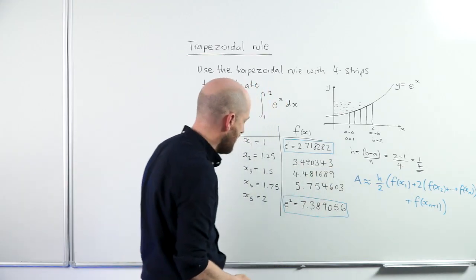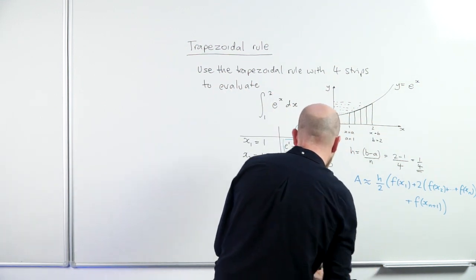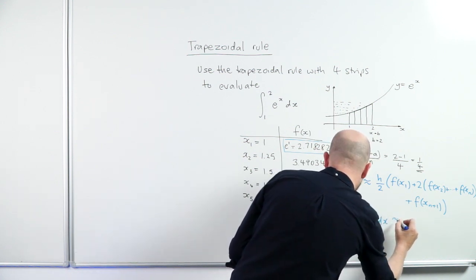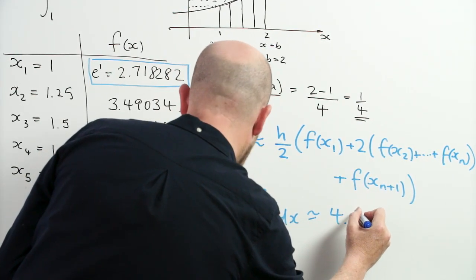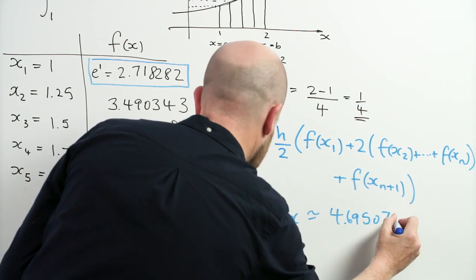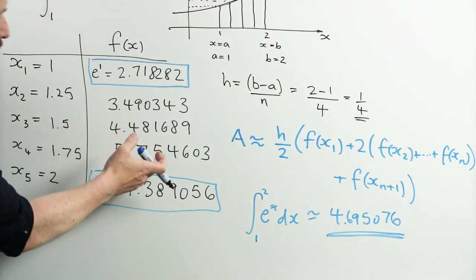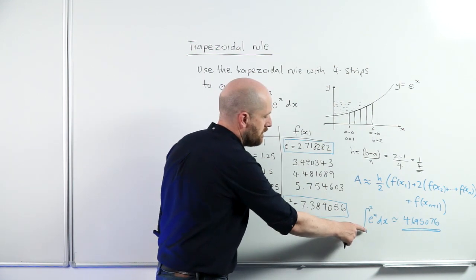I put all this into my formula, and in the end, I get an approximate integral: the integral of e to the x dx is approximately equal to 4.695076. I retain my decimal accuracy all the way down to the end, and this turns out to be a relatively good approximation to this integral between 1 and 2.